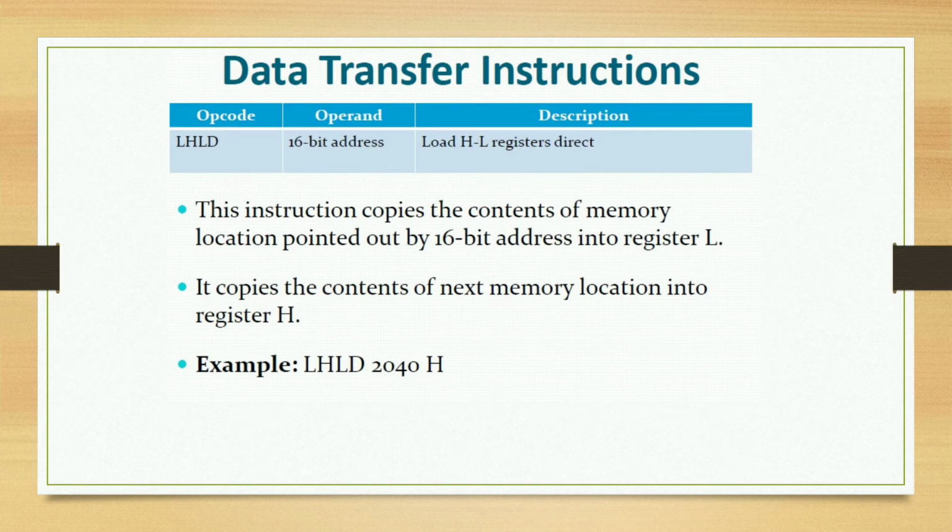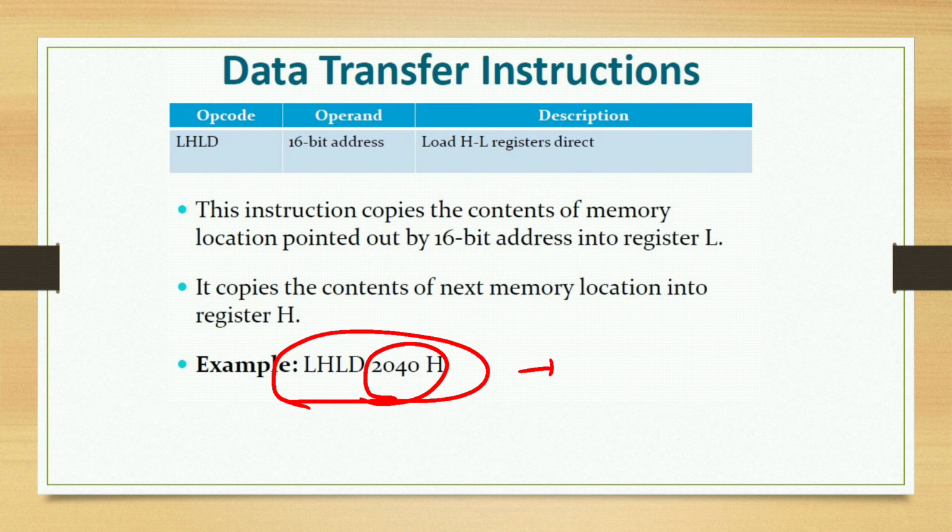LHLD 16-bit address. Load HL pair directly, which means the operand address is directly given. Consider an example, LHLD 2040H. This instruction will store the content of the memory location 2040 into register L, and the content of memory location 2041 is loaded into register H.